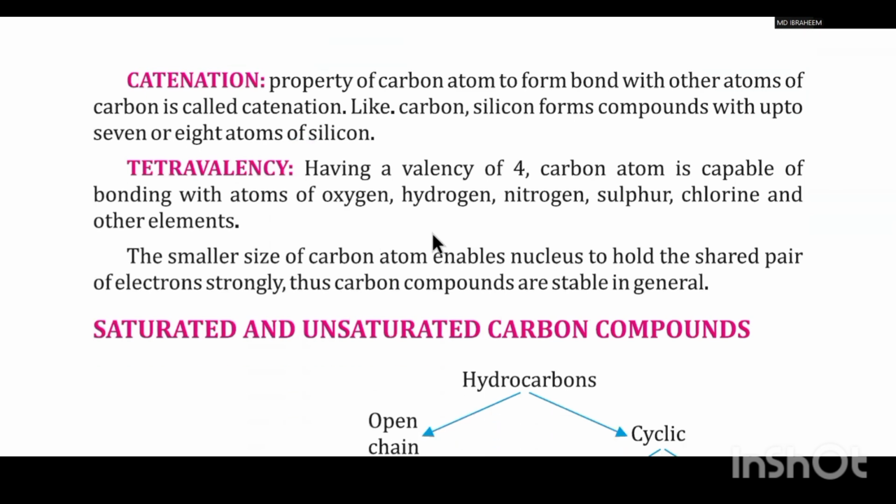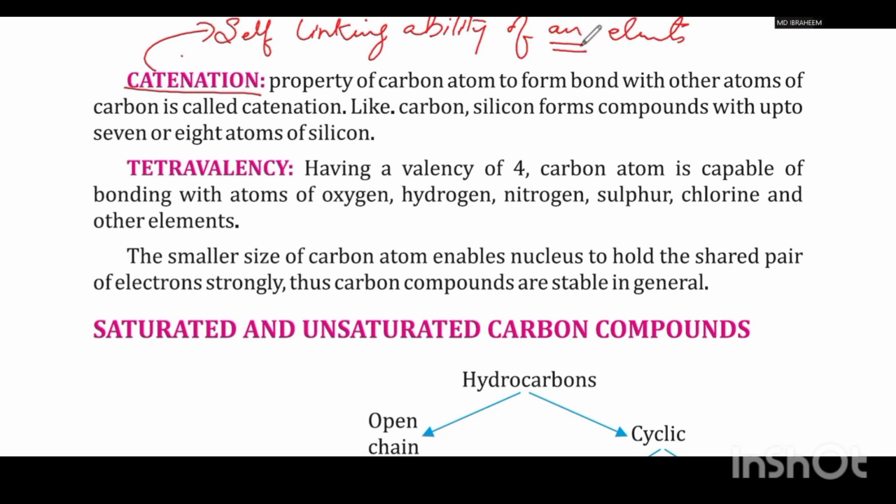Catenation. Okay? What do you mean by the word catenation? Catenation is the self-linking ability. It is a long definition; I just want to write it in short. Catenation means, you must remember, self-linking ability of an element. I'm using the word element. It means other than carbon, some elements also show catenation.